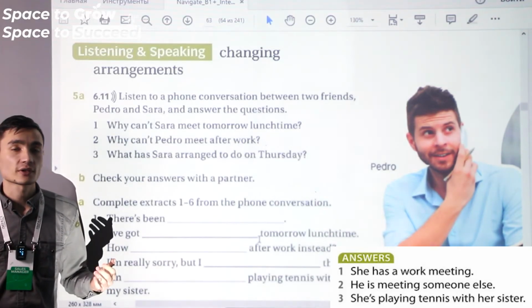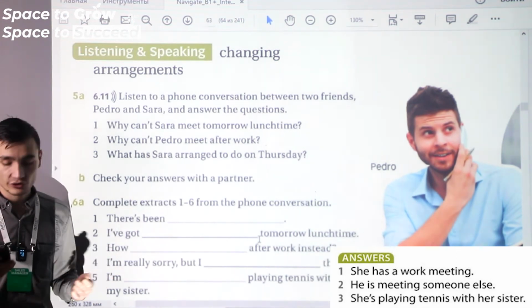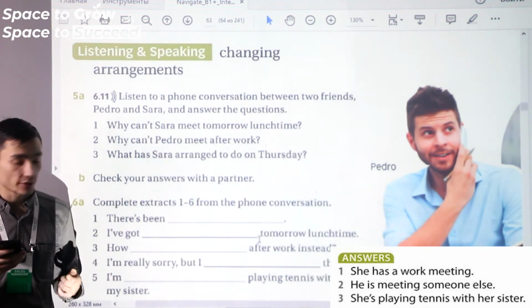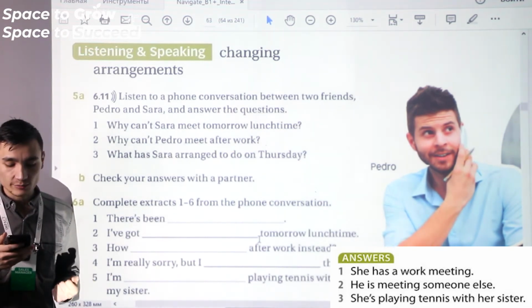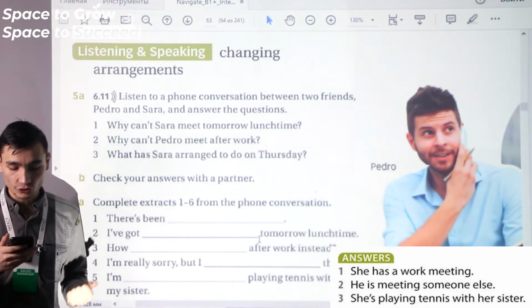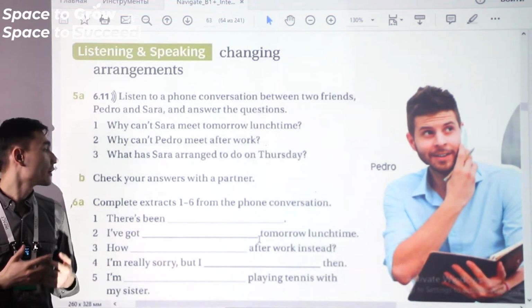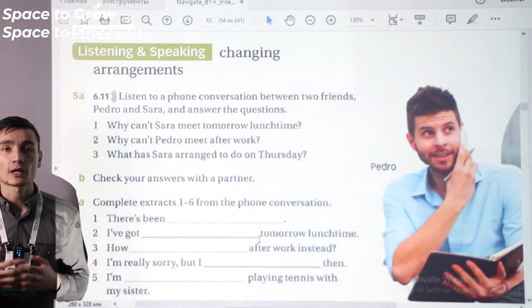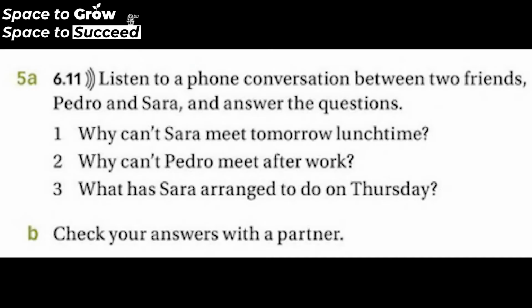And now if you have finished, let's check the answers together. 1. Why can't Sarah meet tomorrow lunchtime? Because she has a work meeting. 2. Why can't Pedro meet after work? Because he's meeting someone else. 3. What has Sarah arranged to do on Thursday? She's playing tennis with her sister. Exercise 5B. Check your answers with a partner. Now, check whether your answers are the same with your partner.